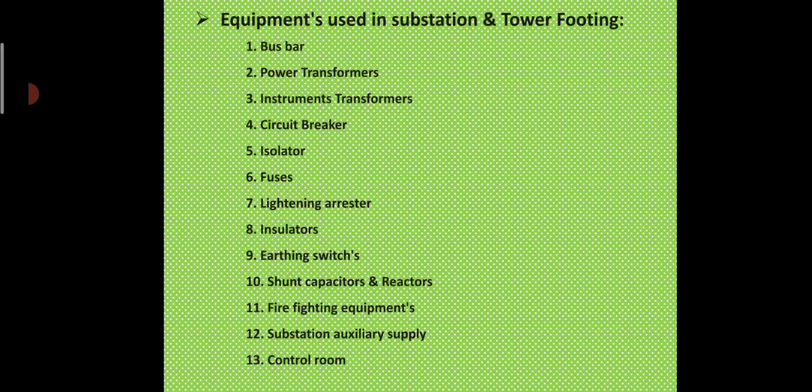Instrument transformers, current and potential transformers, CT and PT, are required for two purposes, for metering and for relaying and protection. CT steps down the system current to a low value, and the potential transformer steps down the system voltage. The rated secondary current of CT is generally 1 or 5 ampere, and the rated secondary voltage of PT is generally 100 or 110 or 120 volt.